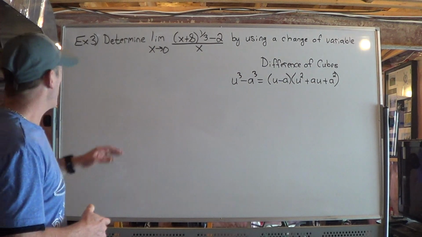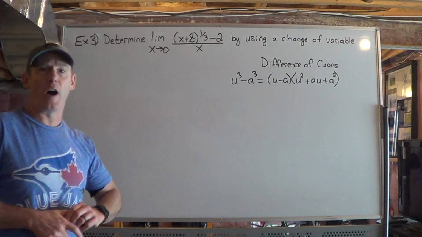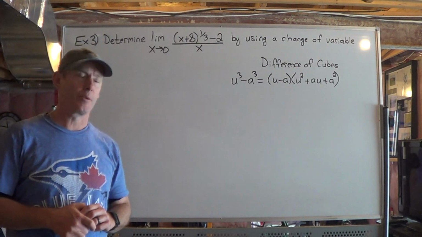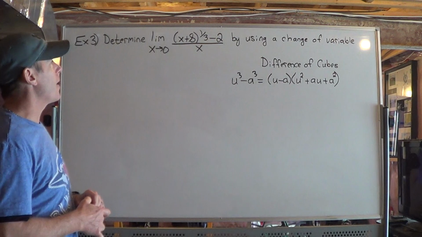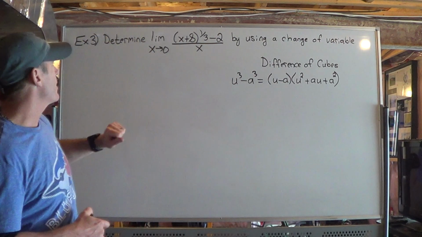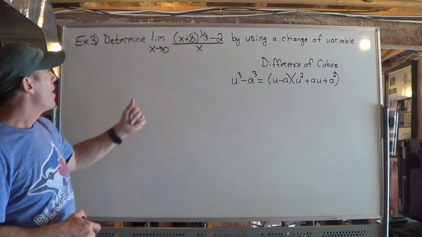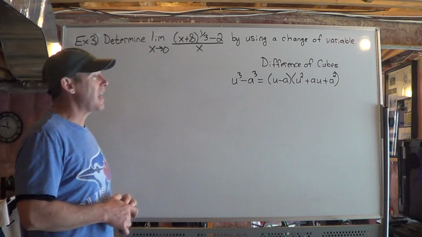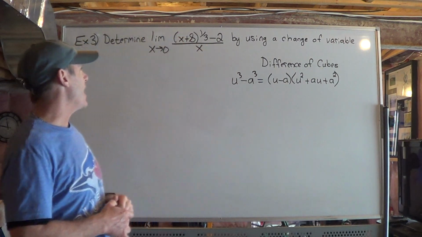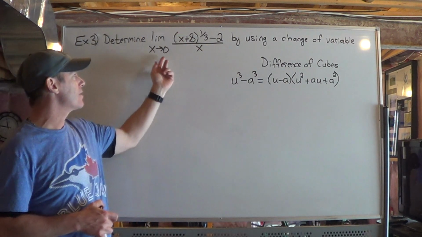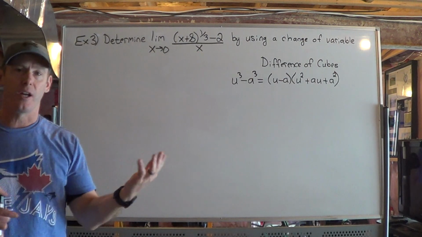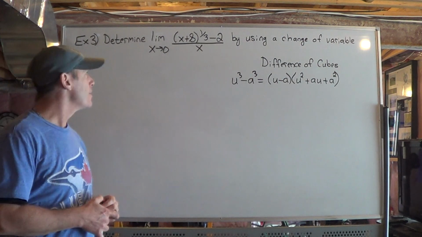Alright, so the next set of limits that we're going to find are very different than the ones we've been doing. We're going to find the limit by what's called a change of variable. So I have my limit as x approaches 0. In the numerator, we have (x + 8) to the power of 1/3 minus 2, divided by x. Now again, a problem here is that if we make x 0, that function is undefined.